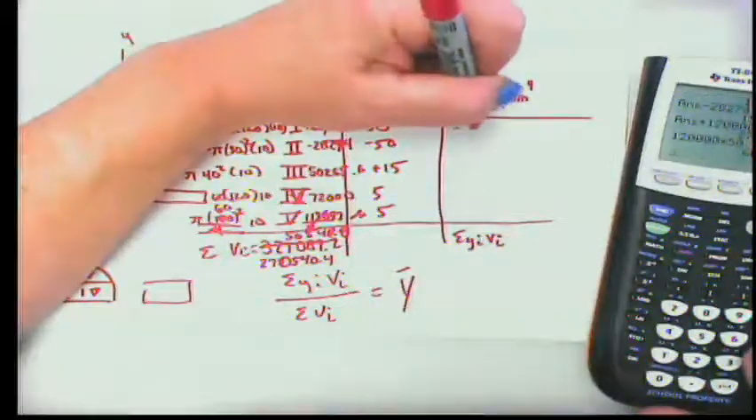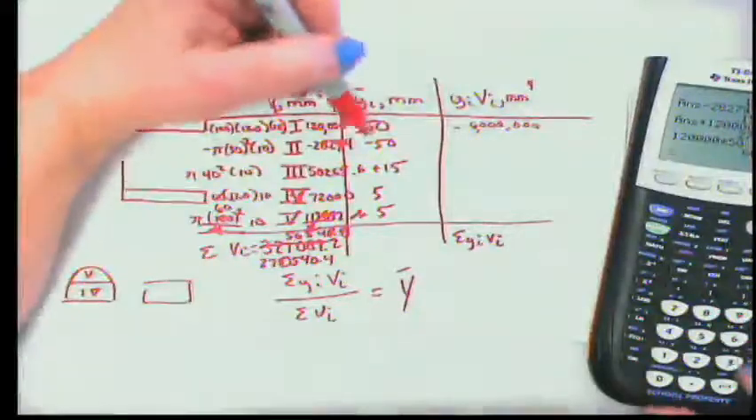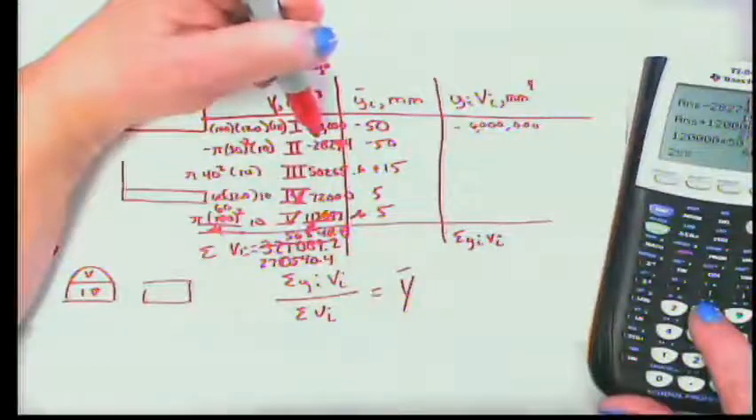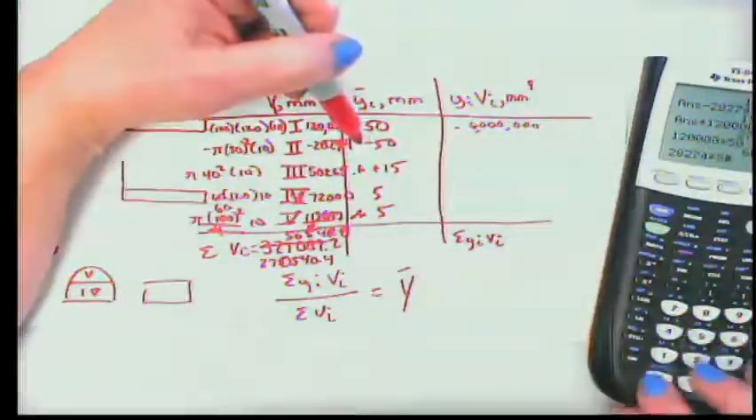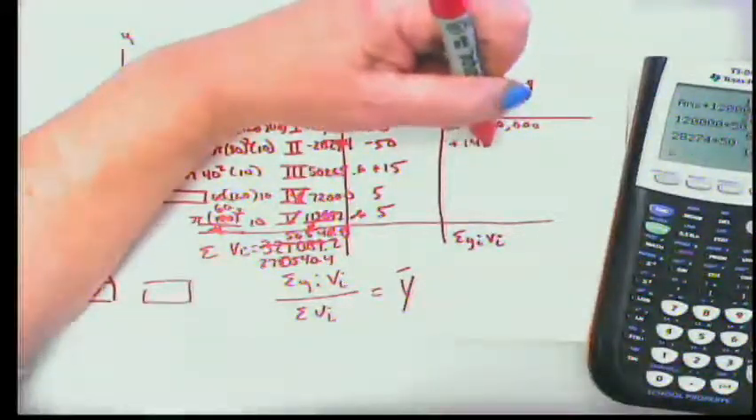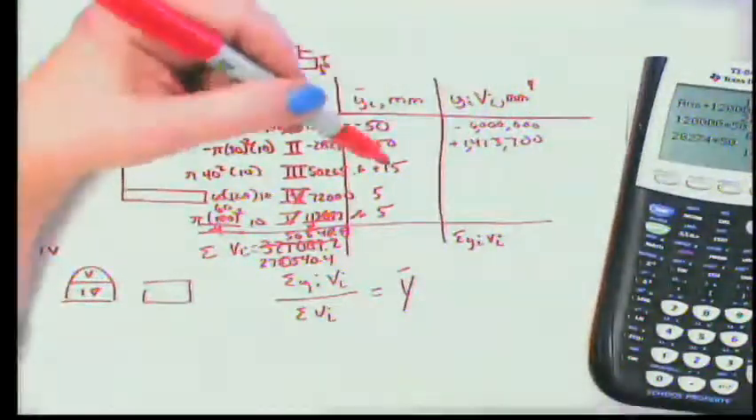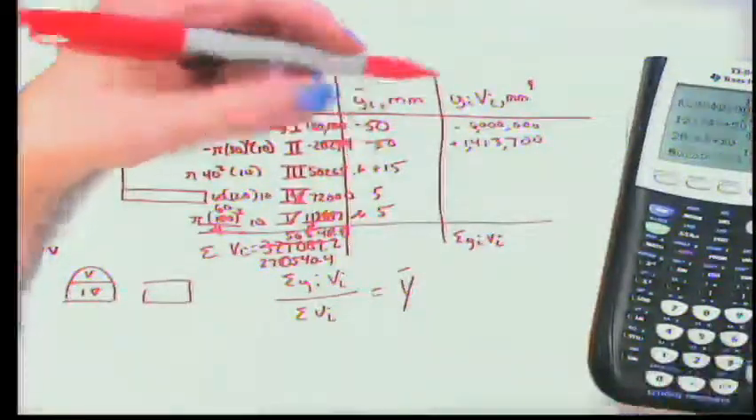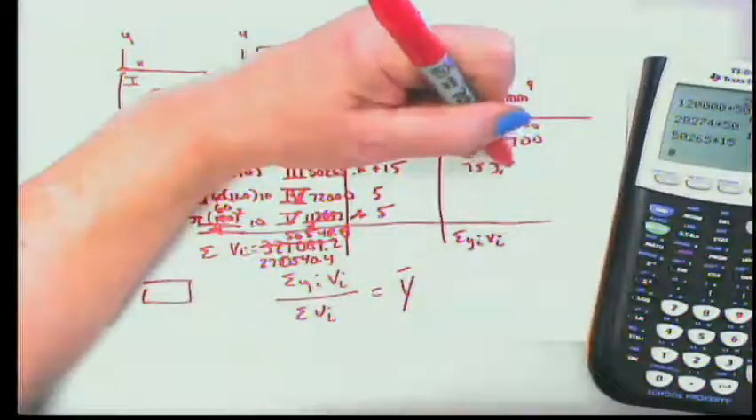is negative 6 million. It's a lot of millions, huh? A lot of numbers. So then we have negative 28,274 times a negative 50, so that becomes a positive, doesn't it? Becomes a positive 141,370. Okay. Then we have 50,265 times 15, which is 753,975.